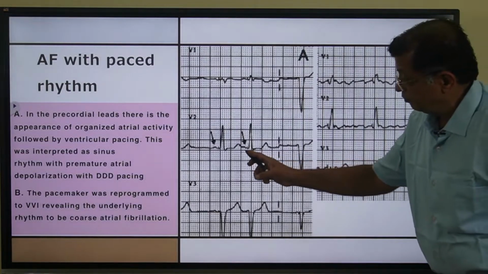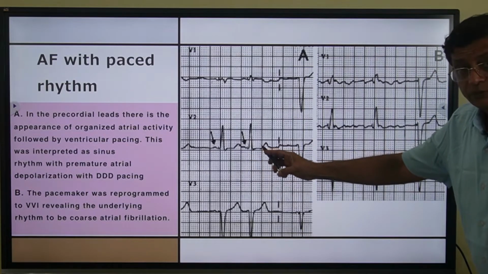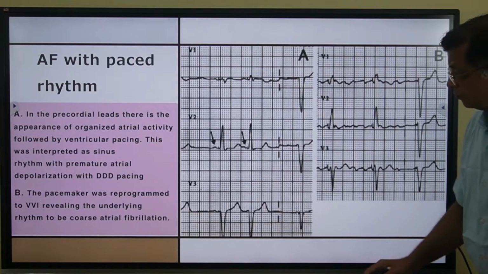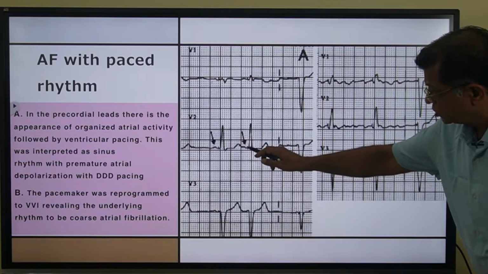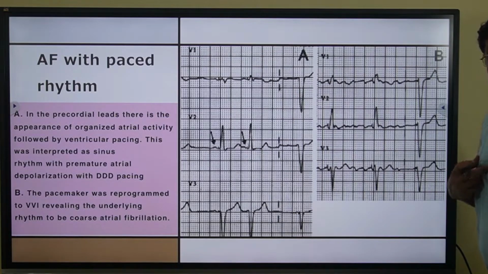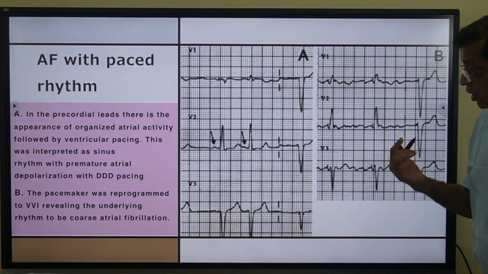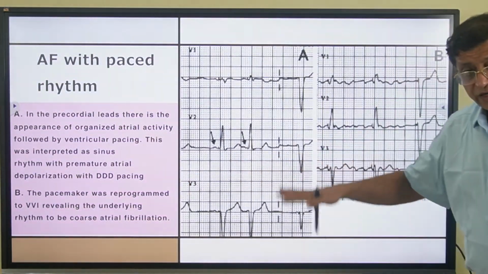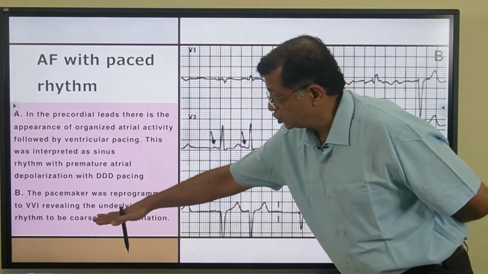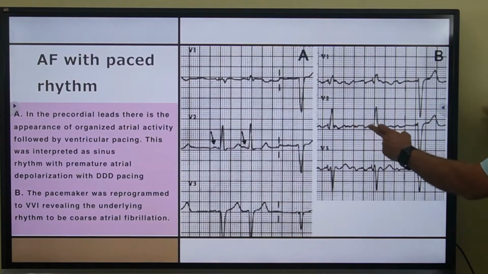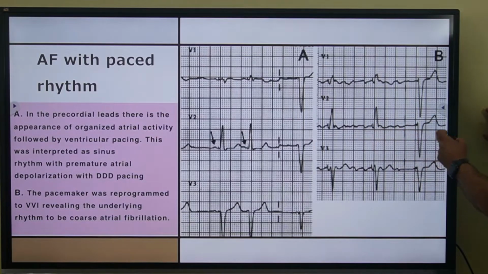In this patient, the patient has a dual chamber pacemaker in situ with one lead in the atria and one lead in the ventricles. So here you could see something like a small P wave. So probably you may feel that the patient does not have atrial fibrillation, but then the atrial lead was switched off and the mode was changed to VVI, that is, only ventricular pacing, and now you can see the typical fibrillatory waves of atrial fibrillation, and these are the pace beats.